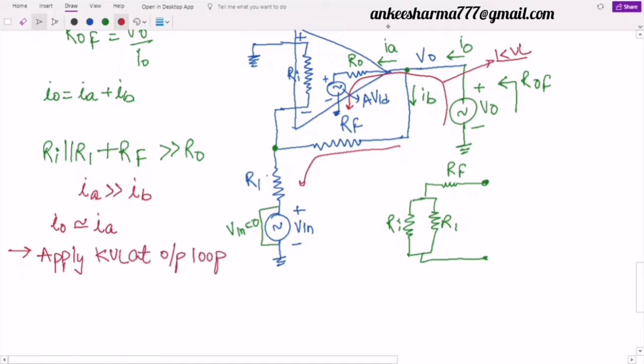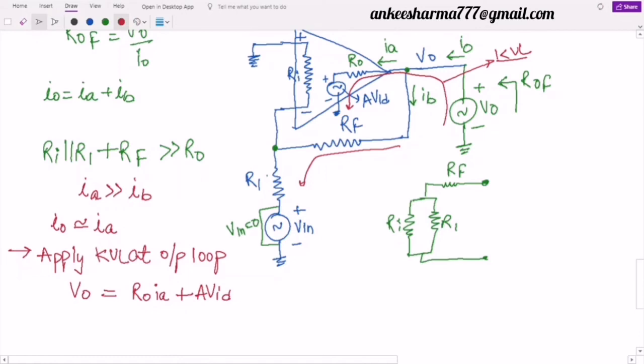What will we get? We will start from here. This is a voltage source, so I will write here V naught is equal to, what are the drops over here? There is only one drop across R naught and the other is this voltage A VID. So the drop across R naught will be R naught into the current IA, so it is R naught into IA, and you will find this voltage plus minus, so it will be plus A VID.